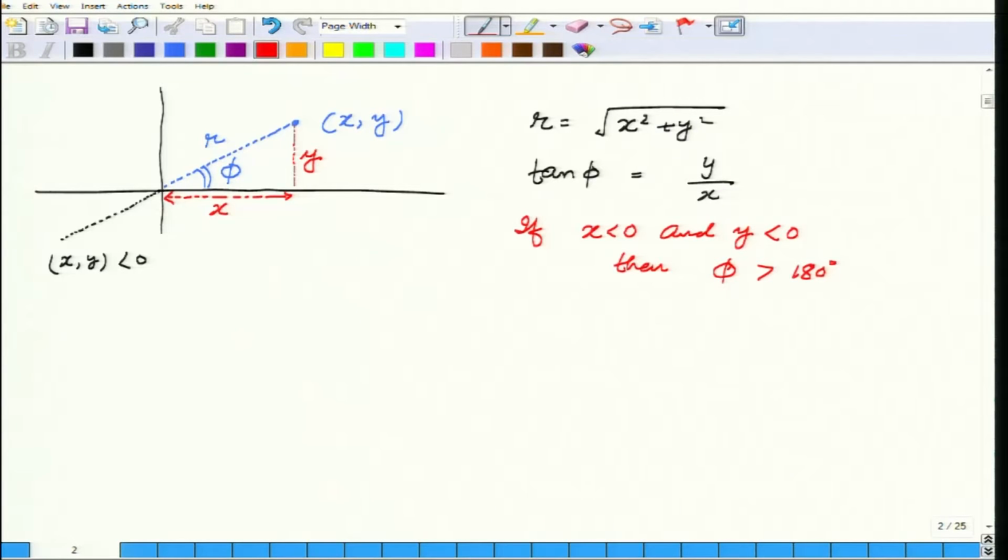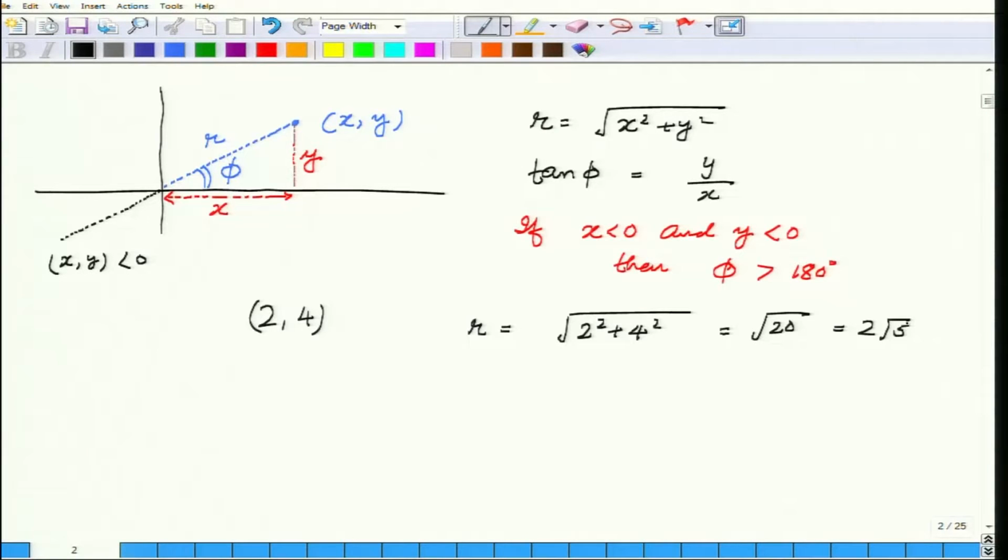So, let us now solve the first problem where we are given the Cartesian coordinates as x and y, and therefore, r is going to be square root of 2 square plus 4 square, and that is square root of 20, which is 2 root 5, and phi is going to be tan inverse of 4 over 2, which is tan inverse of 2. How about the unit vectors?